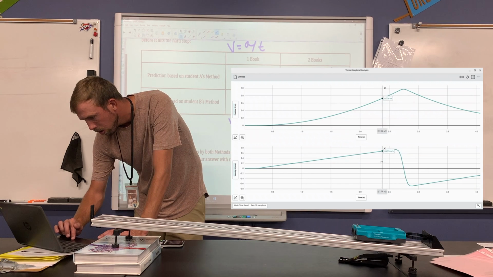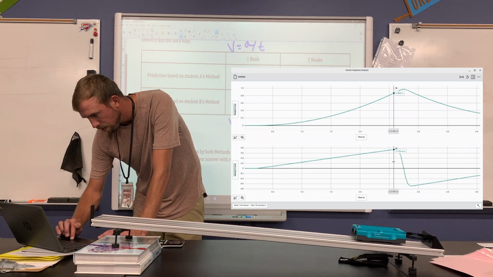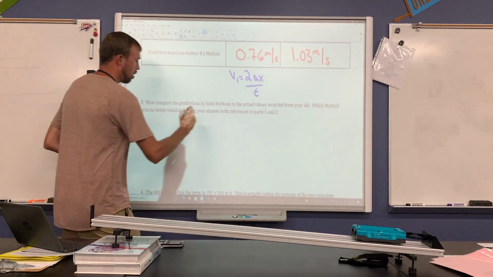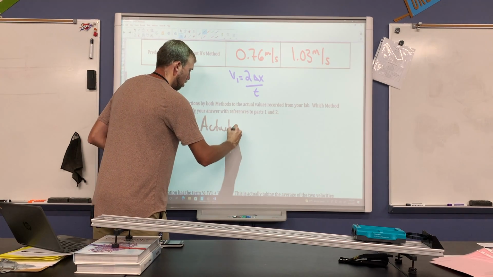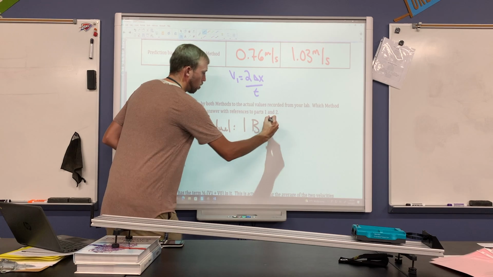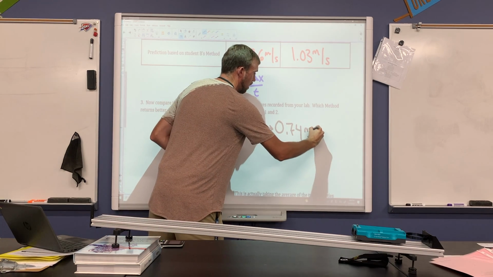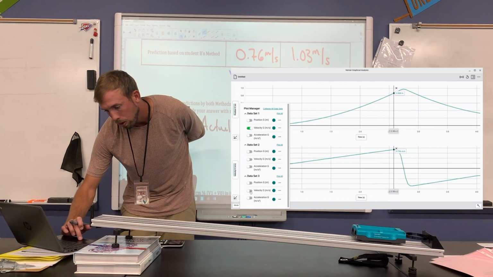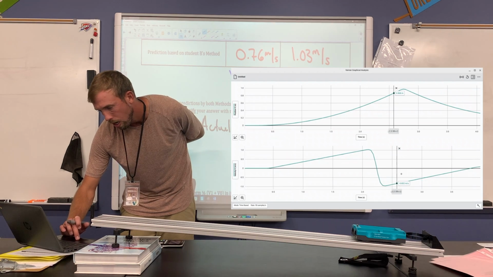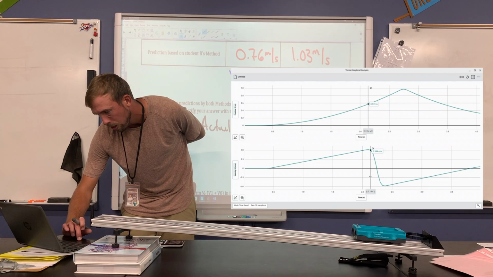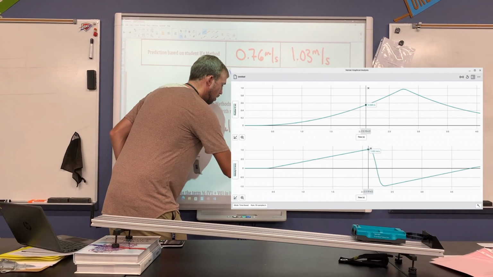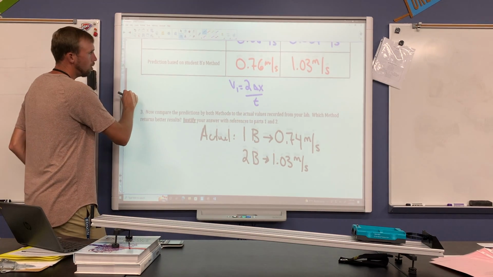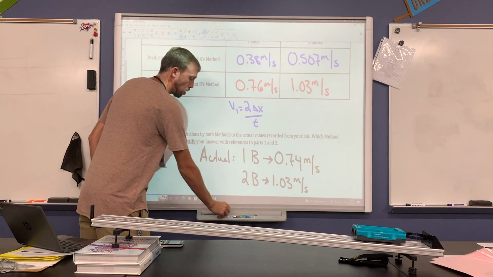0.73. Looks like about 0.735, 0.74. So actual one book, we see about 0.74 meters per second. That appears to be close to student B's prediction. And then we'll throw on our 2-book trial. And there we see our final velocity about 1.03. So 2 books, we see about 1.03 meters per second, which actually is pretty well in line with student B's predictions.